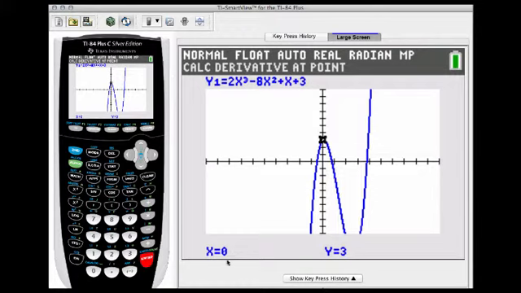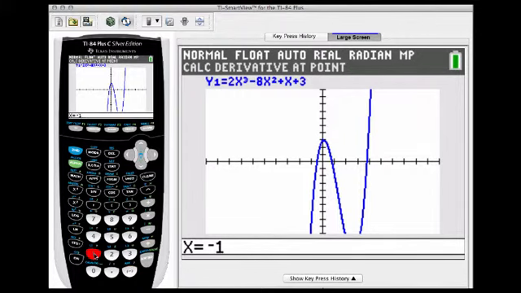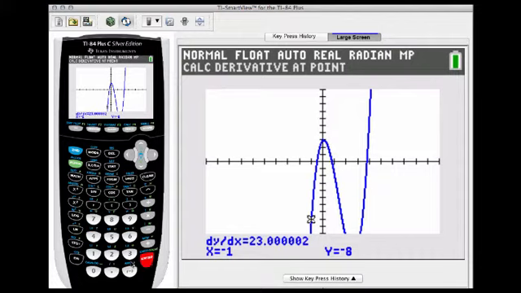You'll notice it puts your cursor somewhere in the center of the graph, and at the bottom it's asking you for x equals whatever. So you simply type in the x value. I'm going to type in -1 and hit enter, and right above it you have dy/dx equals 23.000002, which is the same answer we obtained doing it with nDeriv.